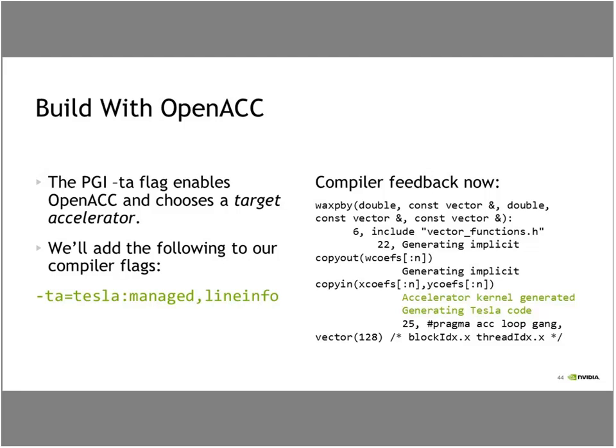If you want to run a multi-core, you would say -ta=multicore. And if you have an AMD GPU, you can also do a -ta=radeon here. So if you do pgc++ or pgfortran -help -ta, it will give you a complete list of what all those options are.